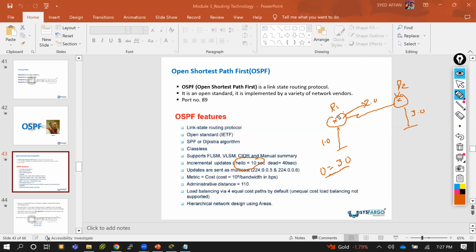Suppose router 1 is sending the hello packet, router 2 is going to acknowledge that small packet. For example, if I say hi, Miss, you also say hi, right? That is what you are doing, acknowledging my hi. That's how the hello packet is sent.